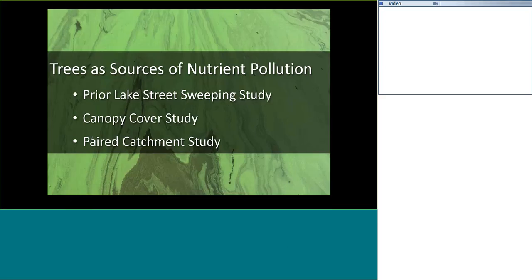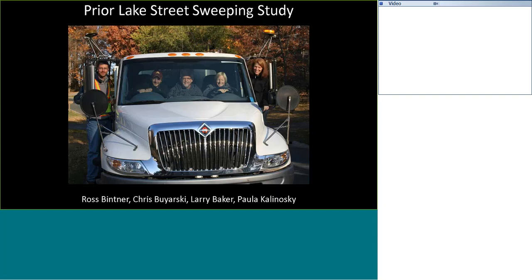So I'm going to start by talking about three different, somewhat related studies that provide evidence that trees can be important sources of nutrient pollution to streets and stormwater. And then I'm going to end by talking more about potential solutions. So I'll start by talking about the Prior Lake street sweeping study. This was a study that was done in partnership with the city of Prior Lake in Minnesota, and it was led by Ross Bittner, who was working for the city of Prior Lake at the time, and Larry Baker from the University of Minnesota.